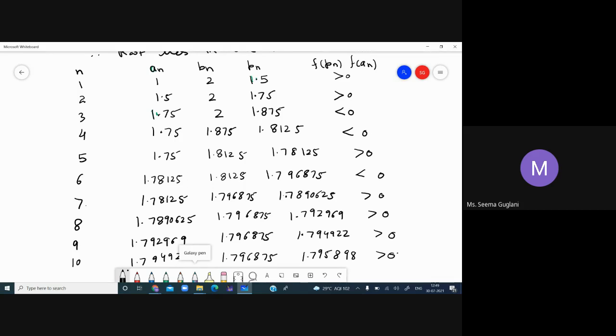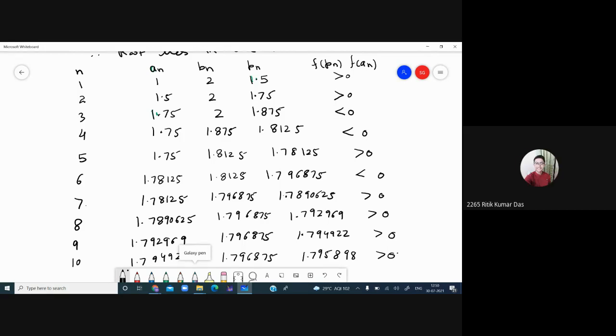So the question may be asked, instead of giving the number of iterations, find the root of the following equation correct up to two decimal places. It means in this case, I don't know in advance, but while calculating, I would be able to find out that I have to go up to 9 iterations. Clear?